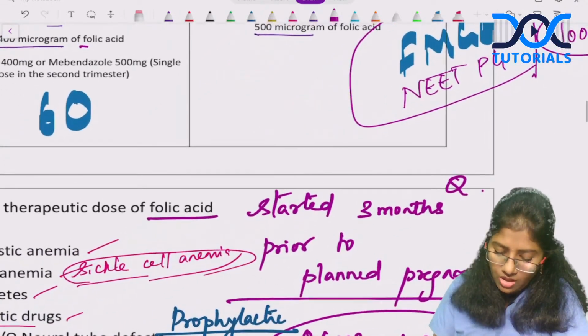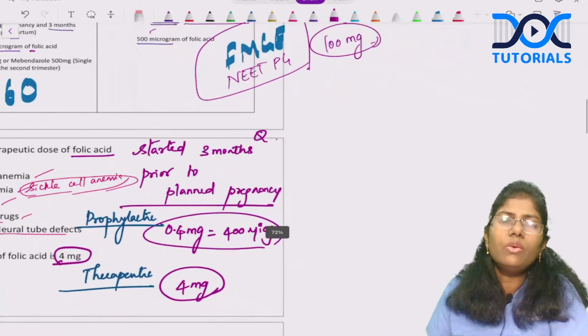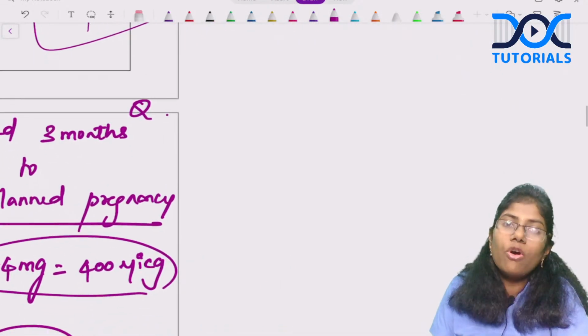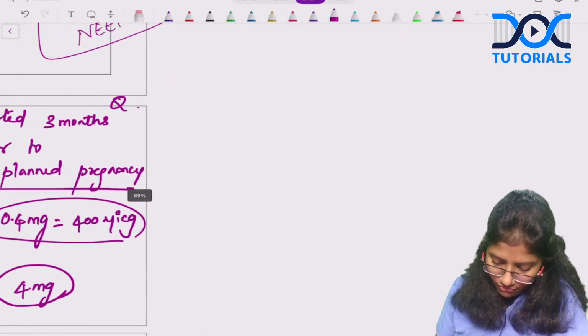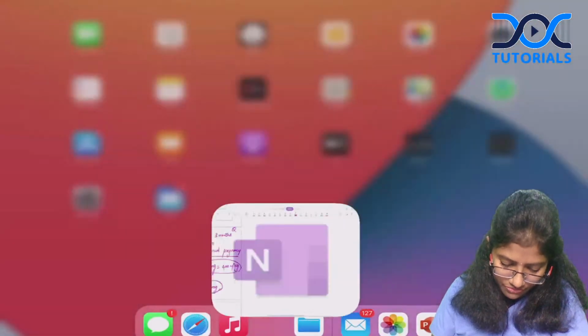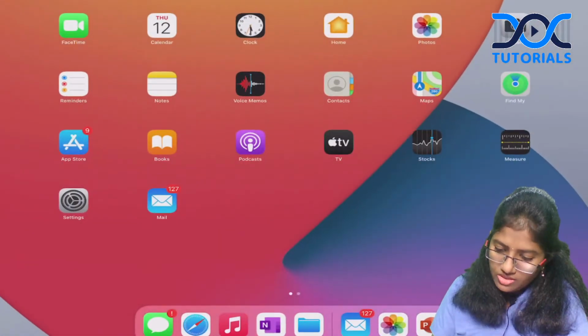So now coming to folic acid, there was one question in the last NEET FMGE exam asking for the therapeutic dose of folic acid. So what is your answer for that?